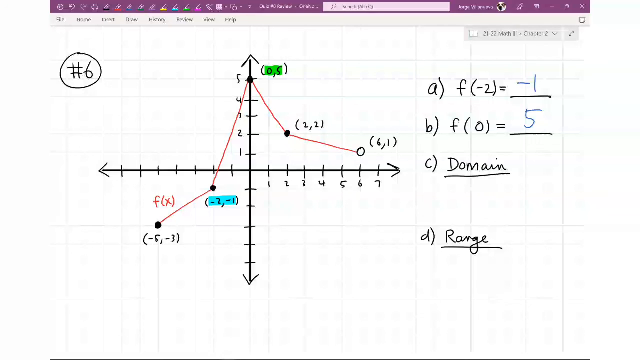All right. Domain. Now, domain is how far left does it go? How far right does it go? Domain is x values. How far to the left does it go? It keeps going to the left side. How far left does it go? Negative 5. Thank you. How far to the right does it go? To 6. Should I include negative 5? Yes. Why?